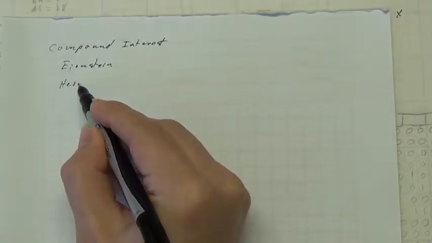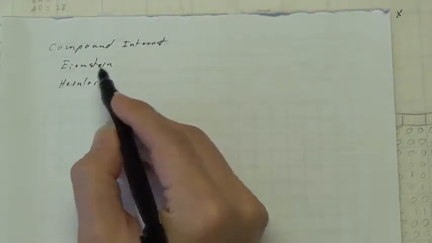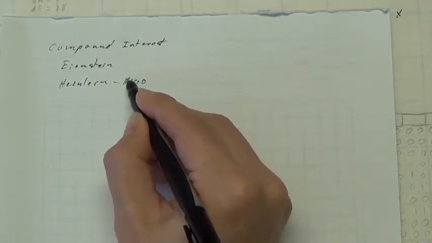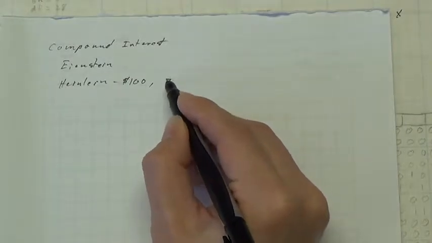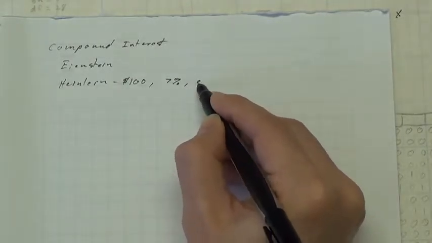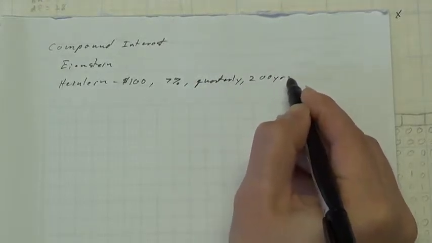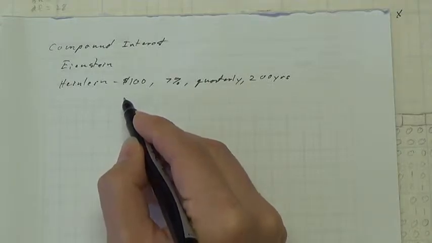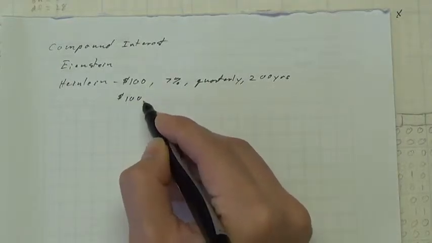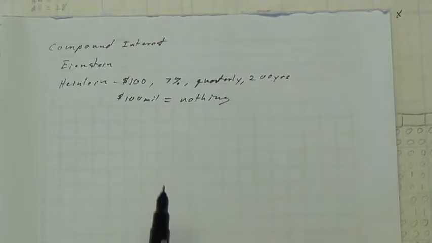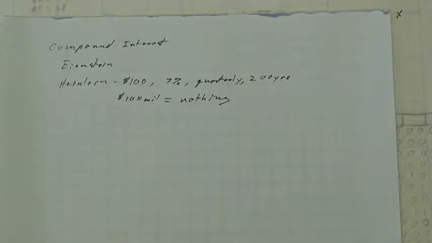And Heinlein, Einstein? I have no idea. Heinlein says that $100 placed in a savings account at 7% interest, compounded quarterly for 200 years, will be worth over $100 million. By which time that will be worth nothing. So, some hyperbole on both sides, most likely.